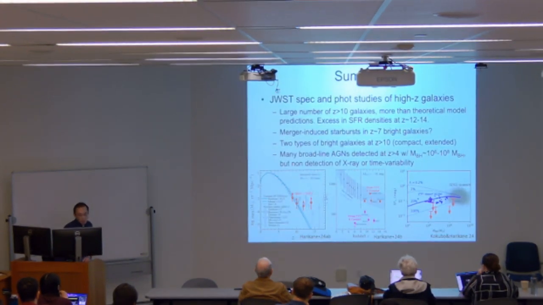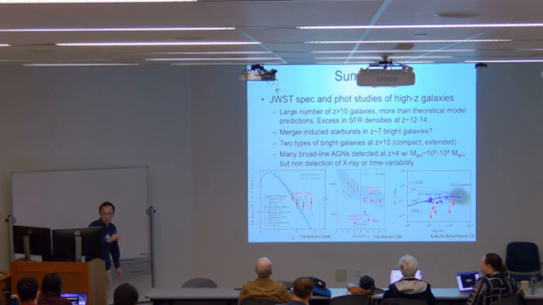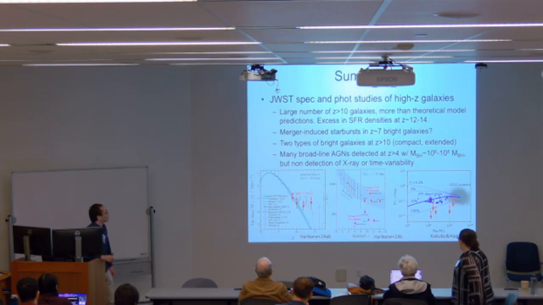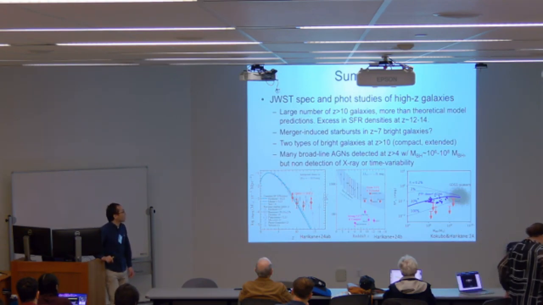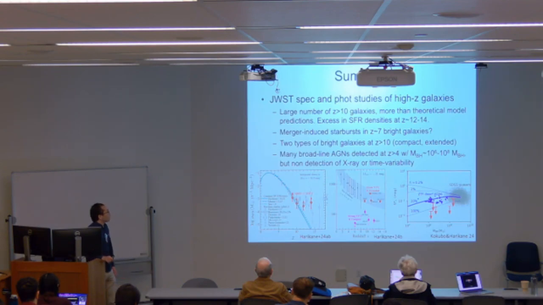Okay, so this is a summary of my talk. I showed the recent results about very high redshift galaxies and AGNs. We are now finding a large number of galaxies at least beyond redshift 10, which is more than theoretical model predictions. And at least at redshift 7, for bright galaxies, merger-induced starbursts may be responsible for their brightness. And at least beyond redshift 10, there are two types of galaxies, compact ones and extended ones. Also there are many detections of broad-line AGNs whose black hole masses are about 10^6 to 10^8 solar masses. However, their nature is not so clear because they are not detected in X-ray or time variability. Okay, that's it. Thank you very much.